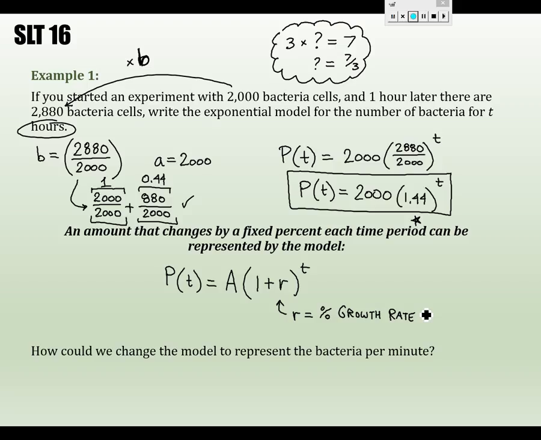Hopefully that's clear. How can we change the model to represent the bacteria per minute? Oh, well, we've just talked about that earlier on the last slide. If we're growing by a factor of 1.44 every hour, what is it going to be per minute? And again, I actually really want you to think about this. Go back to the warm-up if you need to. Pause the video, and then we'll just write down the answer in a minute here.